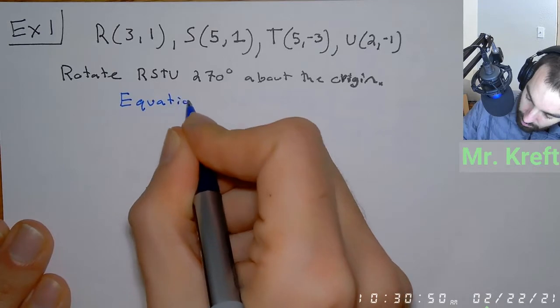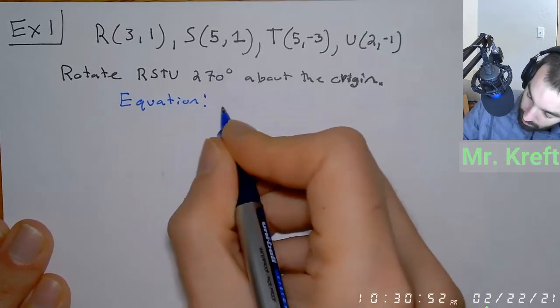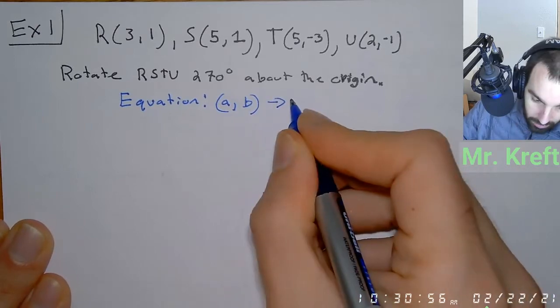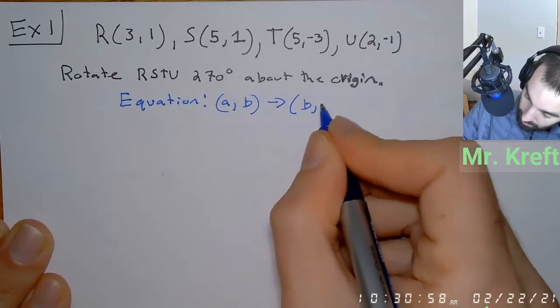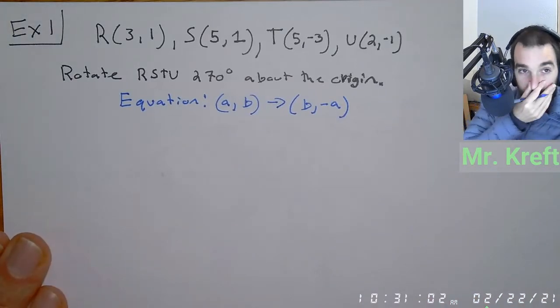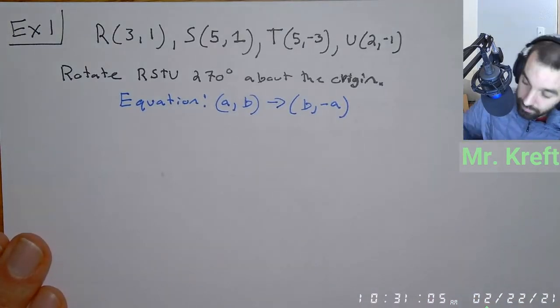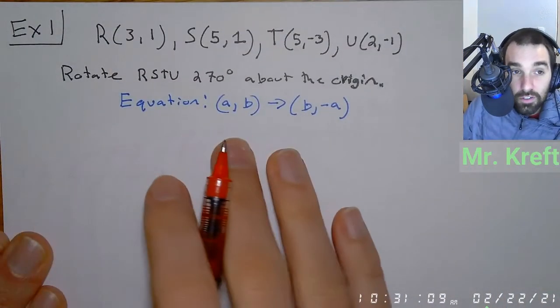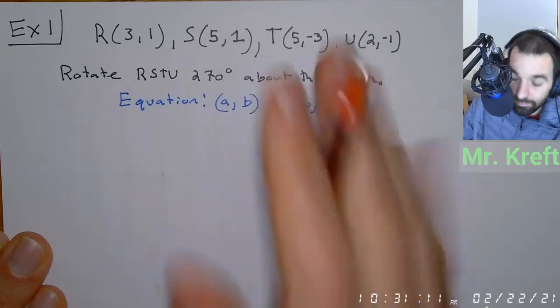So we just looked up our formula, and our formula said, okay, we're going to take all our points (a, b), and we're going to switch them, and the a becomes the opposite of what it was before. So now we're going to just practice applying this.